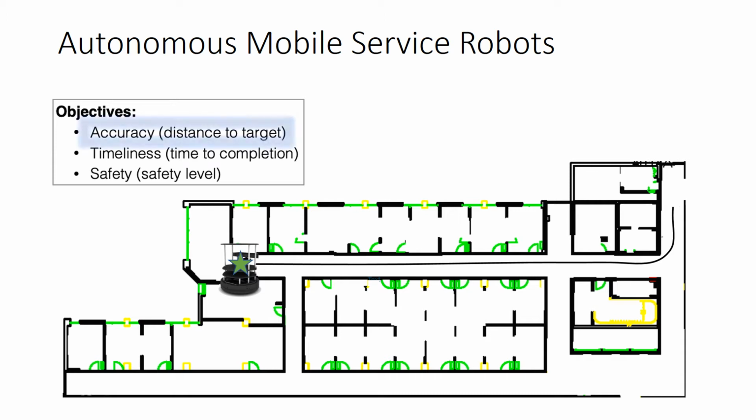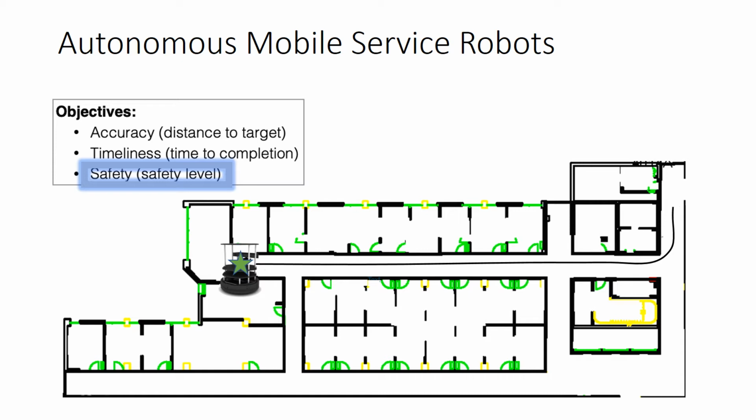The first one is accuracy, that is, it should be able to conclude the mission in a map position that is as close as possible to the target location specified. The second one is timeliness, so it should try to minimize time to completion. And the third one is safety, meaning that the robot should be able to navigate the physical space as safely as possible. This might entail, for instance, minimizing the chances of collision against walls and other obstacles found in the corridors.